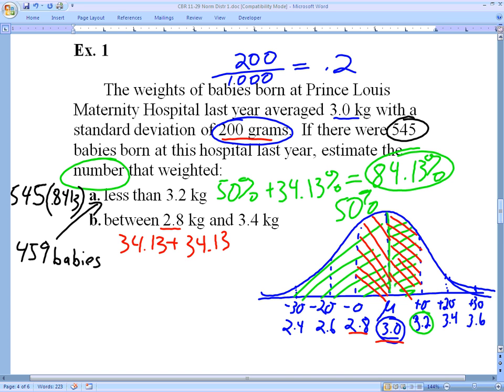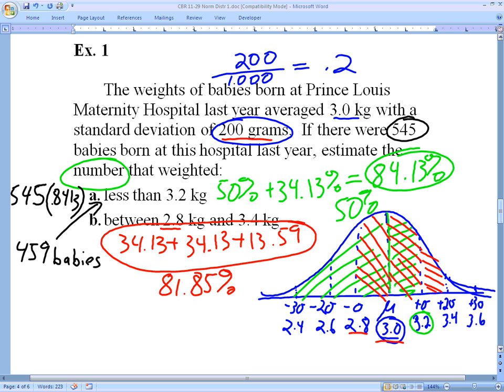34.13, plus one more standard deviation to the right, and that value is going to be 13.59, we said on the previous slide. 13.59. So I'm going to take all of these, add them all together, and, sorry, calculator error. Let's try this one more time. I get 81.85%.